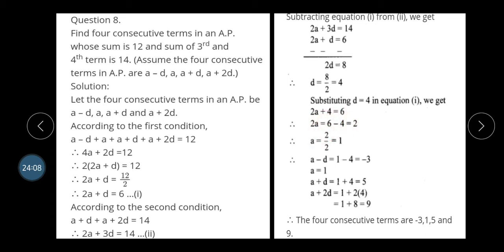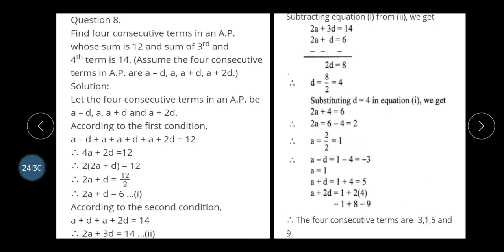2A equals, we will be subtracting this 4 on both sides of the equation. So we get 2A equal to 6 minus 4, which is 2. So 2A is equal to 2. Now we get the value of A as 2 upon 2, that is 1. Now we have got the value of A.